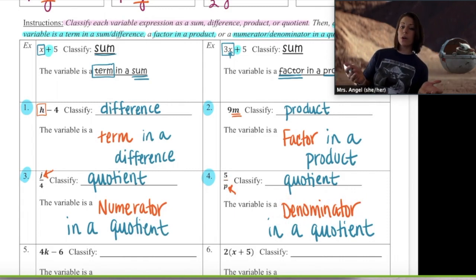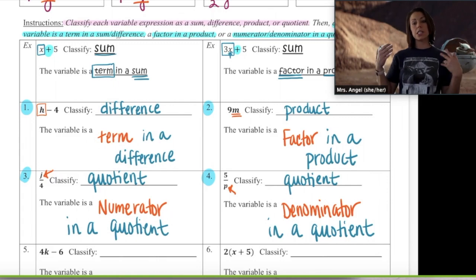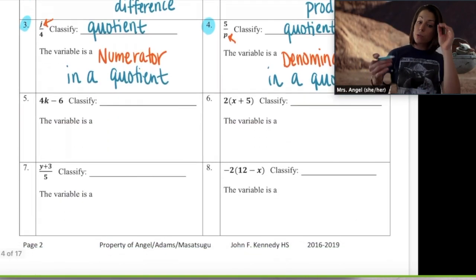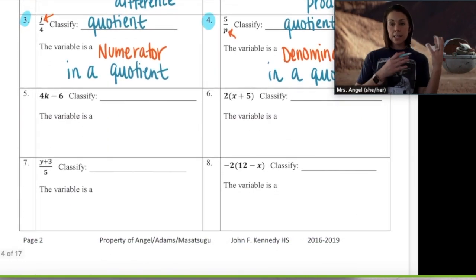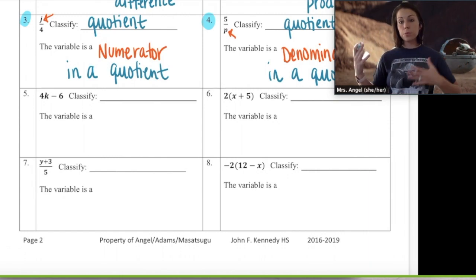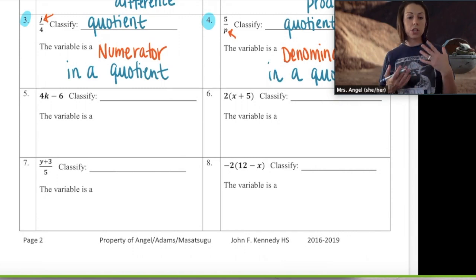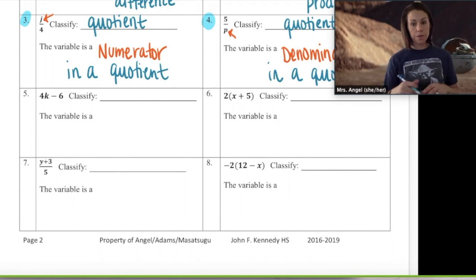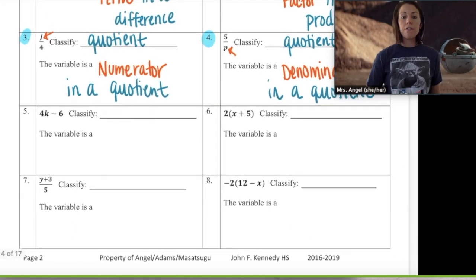Now 1 through 4 are all pretty simple expressions because they only have one operation. We don't have mixed operations. So when you try 5 through 8, be careful because like the second example we went over, now there's mixed operations, multiplication and subtraction, multiplication and addition. So you have to pay close attention to the structure of the expression and the role of the variable. So go ahead and try 5 through 8 on your own now.